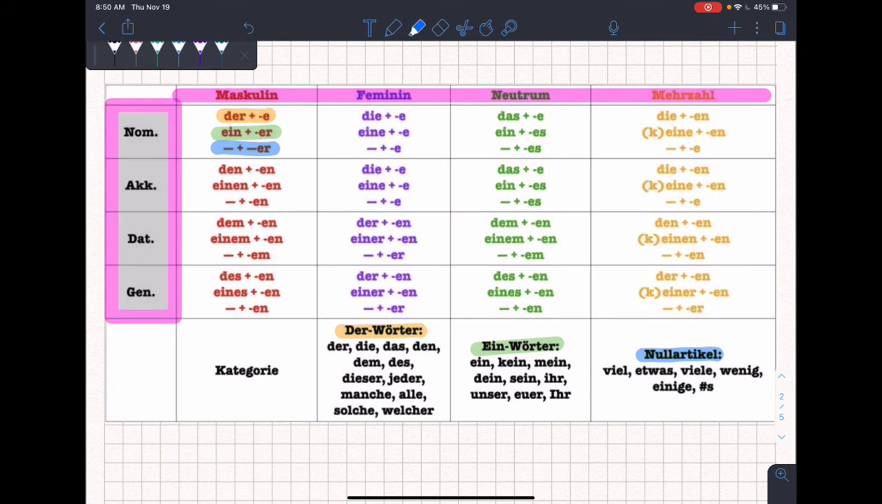I'm not going to go over the third table right now. Just know that it does work the same as the other two that we have talked about.